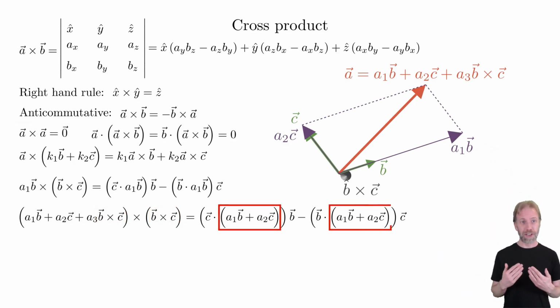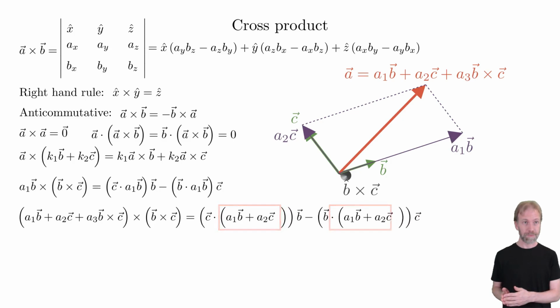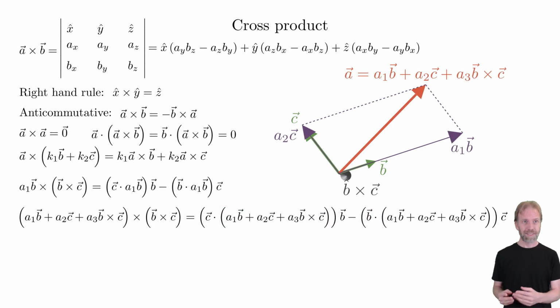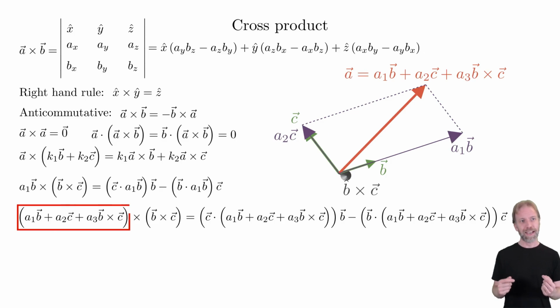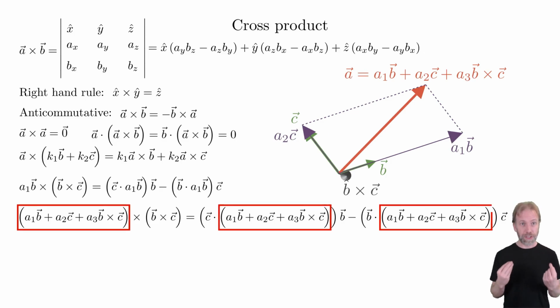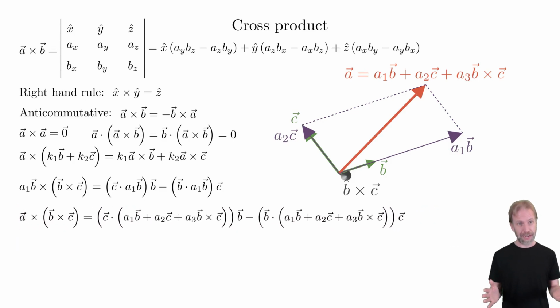Add the term for the third direction to these as well. Once again, we have only added zeros. b cross c is orthogonal to both b and c, and hence the dot products are 0. Finally, as a1, a2 and a3 are arbitrary constants, this could represent any vector. Rename it to a.